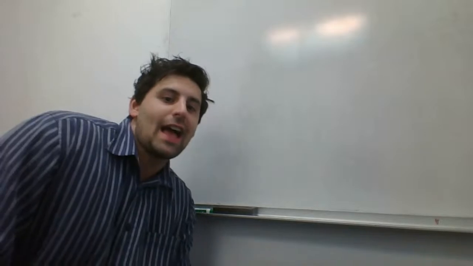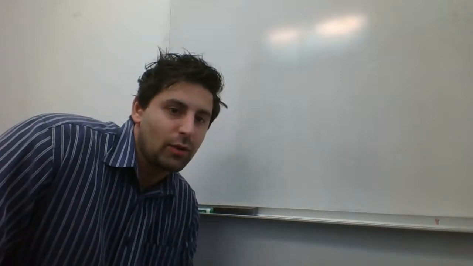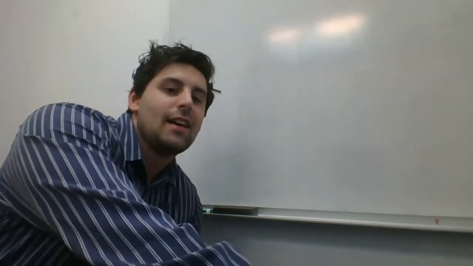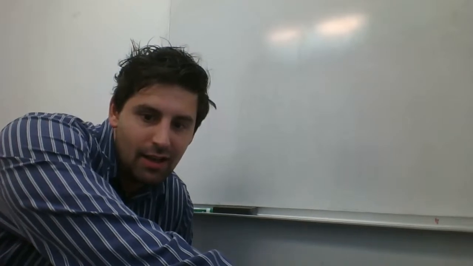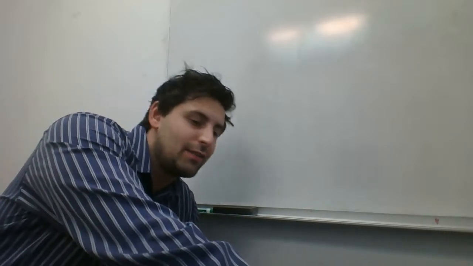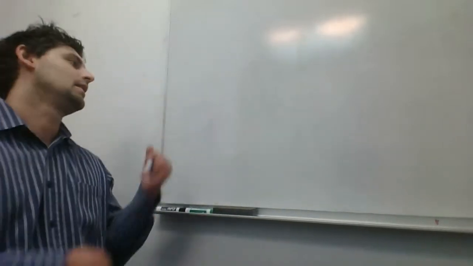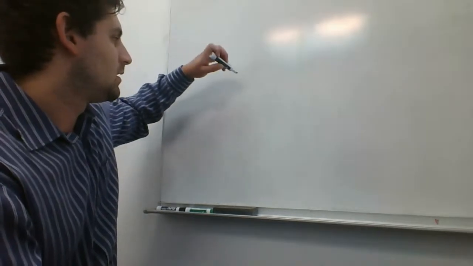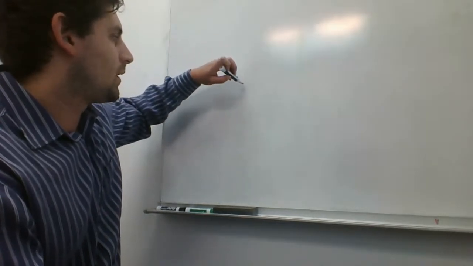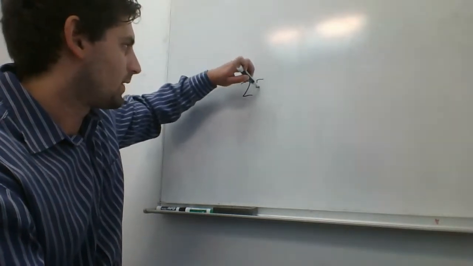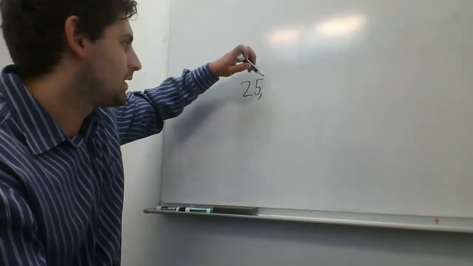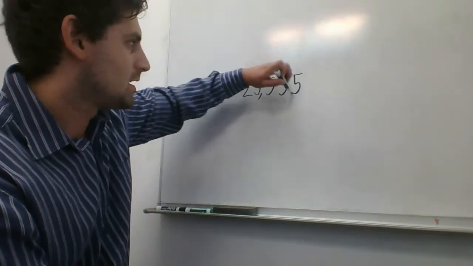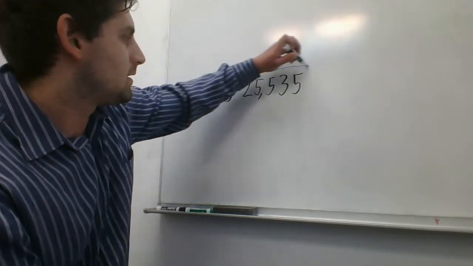All right, type a 1 in the chat if you want another multiplication problem. Type a 2 if you want me to move on to division. All right, I will move on to division. All right. Start with a fairly simple one. 25,535 divided by 5.